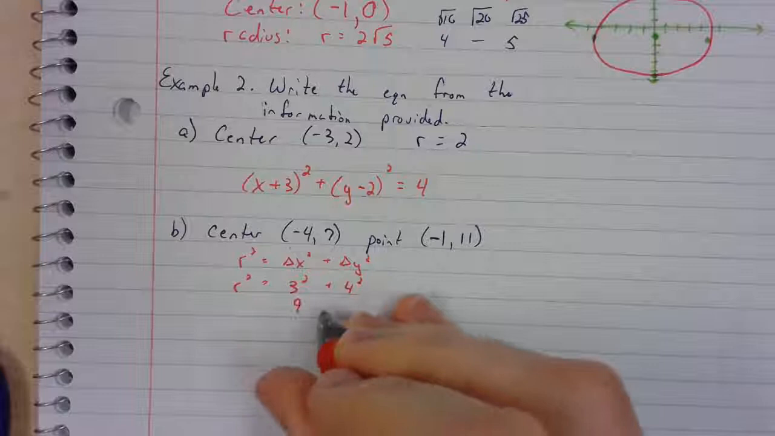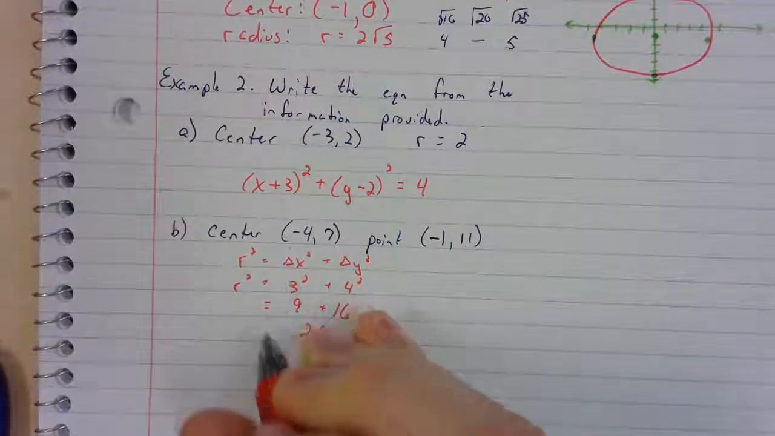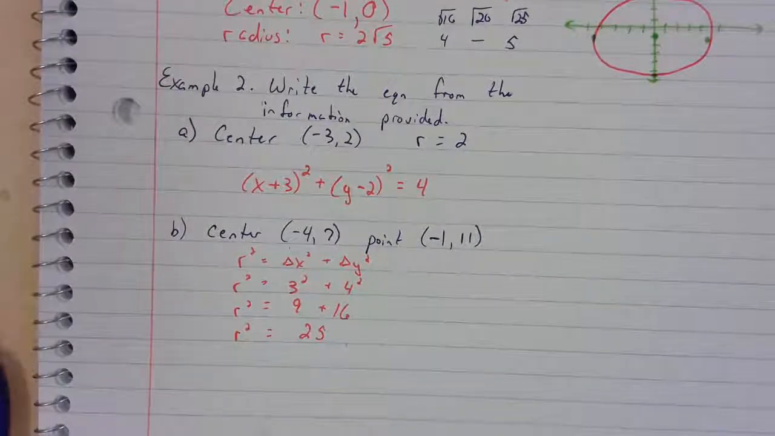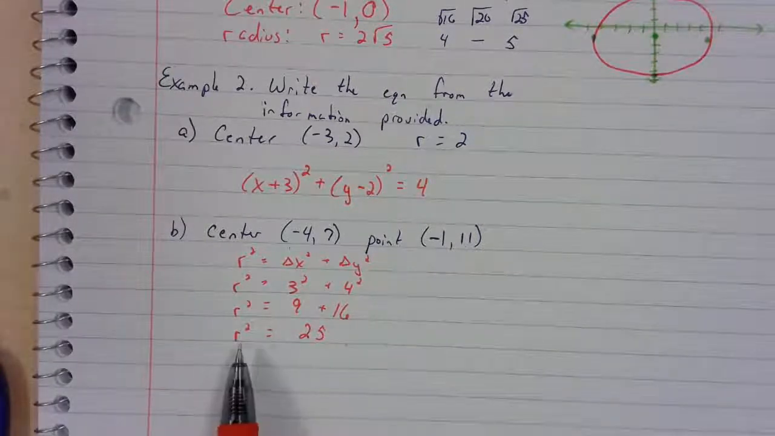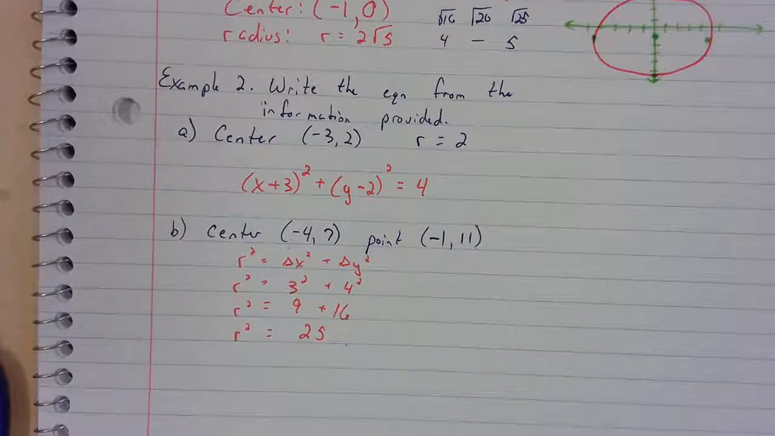Now if I square 3 and I square 4, I get 9 and 16. Add them together, and you get 25. So r squared equals 25. Now I can take the square root, r equals 5. That one's easy. But I don't need to, because what does my equation have in it? R squared. So I'm trying to replace r squared with 25. So let's go ahead and write our equation.